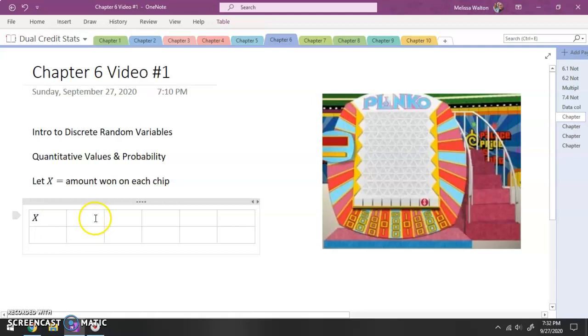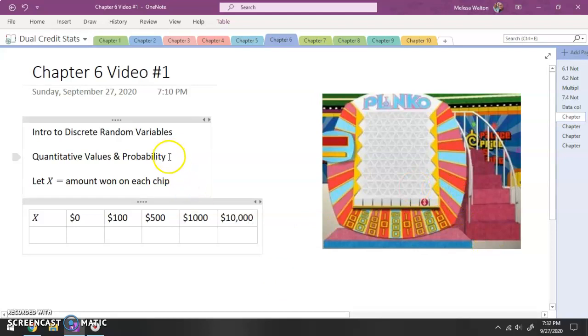Now I need to go ahead and type out all of the different possible values that I could have for this. So first possibility, our lowest amount would be $0. Our next amount that we could win is $100. The next amount we could win would be $500. We also have $1,000. And then finally we have $10,000.